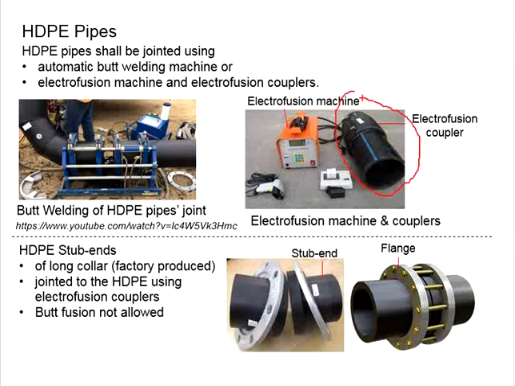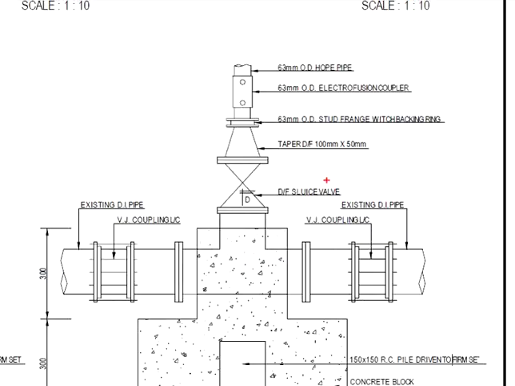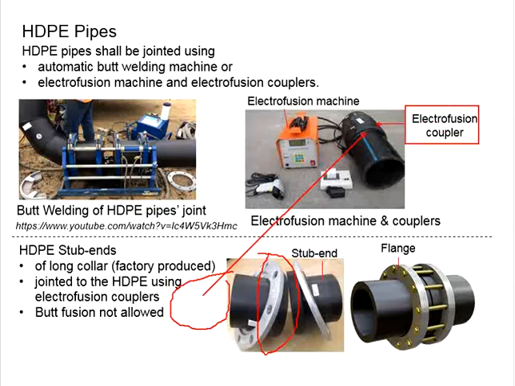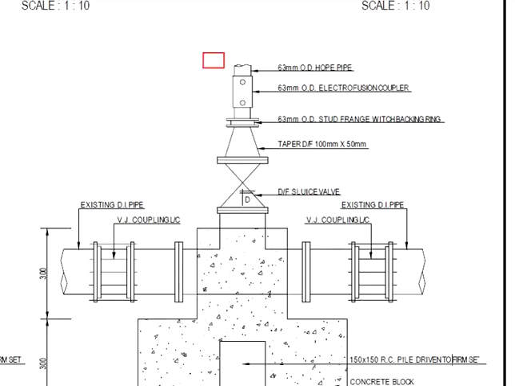It is connected by using this method. This method is normally used for the HDPE pipe. As for this part, it will be the stub end with flange, which is this. Imagine the stub end with flange, and the other end here is to be connected using the electrofusion coupler with another HDPE pipe. This is how the details here look like.